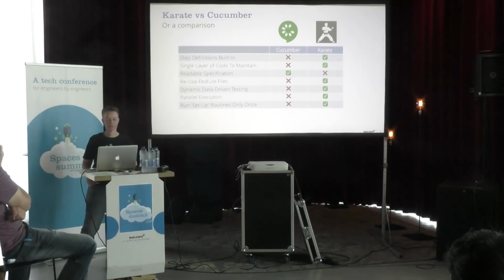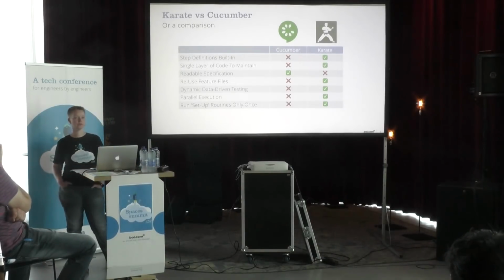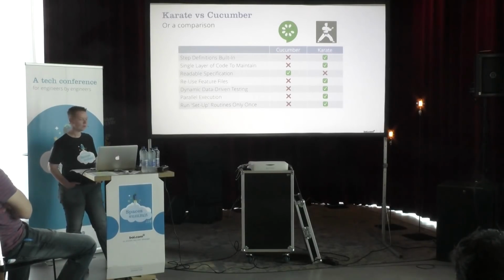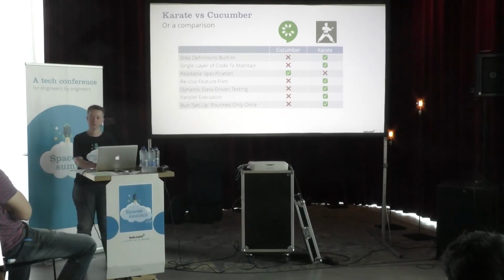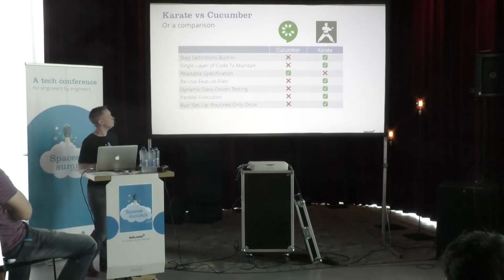This is a comparison I have from the Karate website. The biggest difference with Cucumber, which Karate uses under the hood, is that in Karate you only have the feature file. You don't need to do the glue coding in the step definition file, which is way more technical. So yeah, that's the only thing you need.